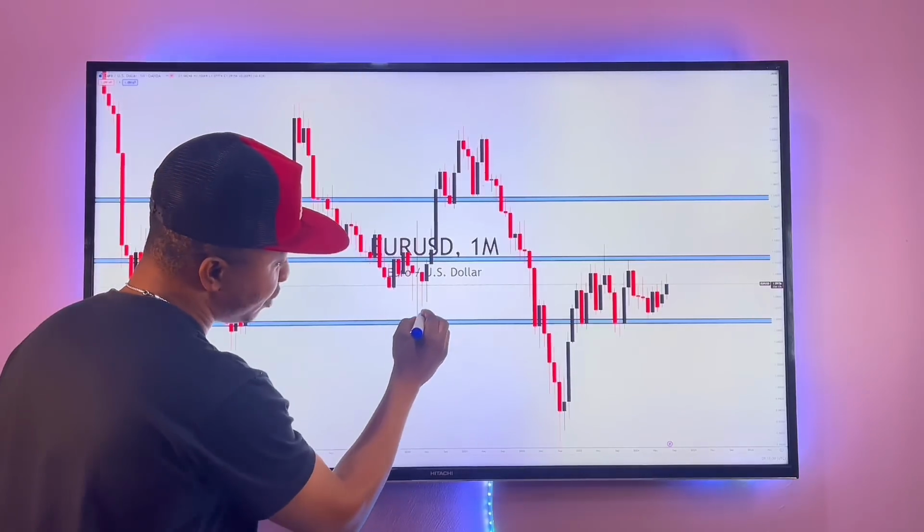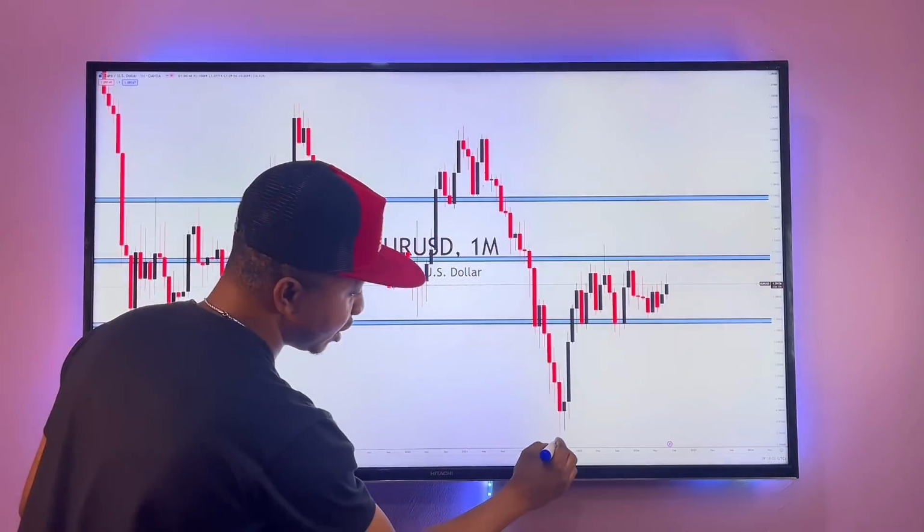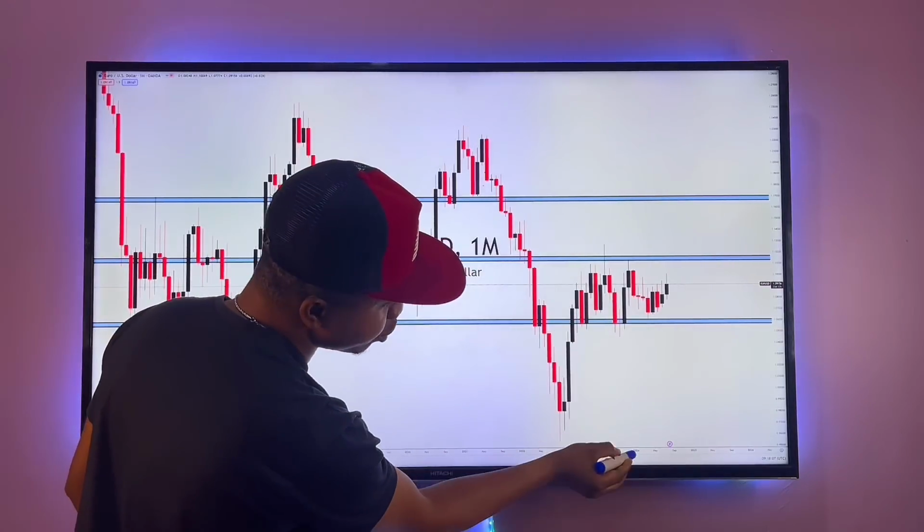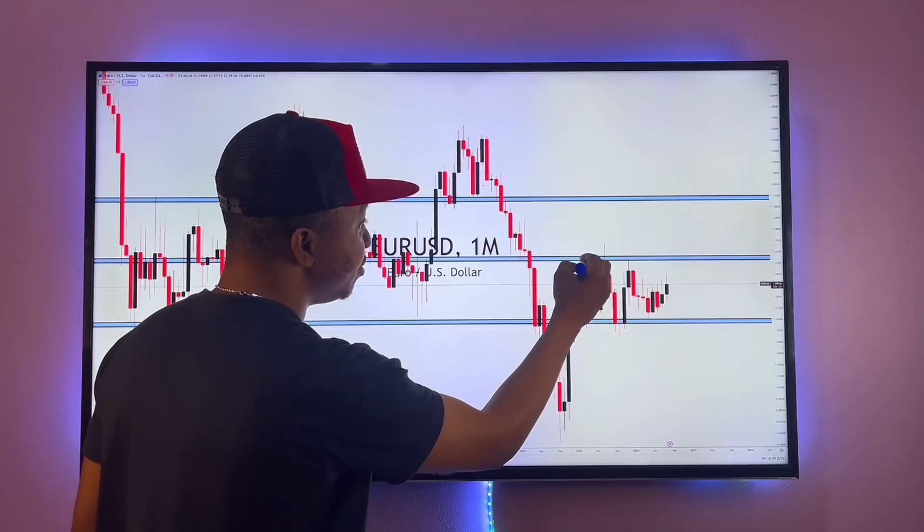Why? Because we had a previous lower low here. This was the new lower low. Price, after retest of this one, previous low, could not drop down. Instead, it broke above, giving price the new high.